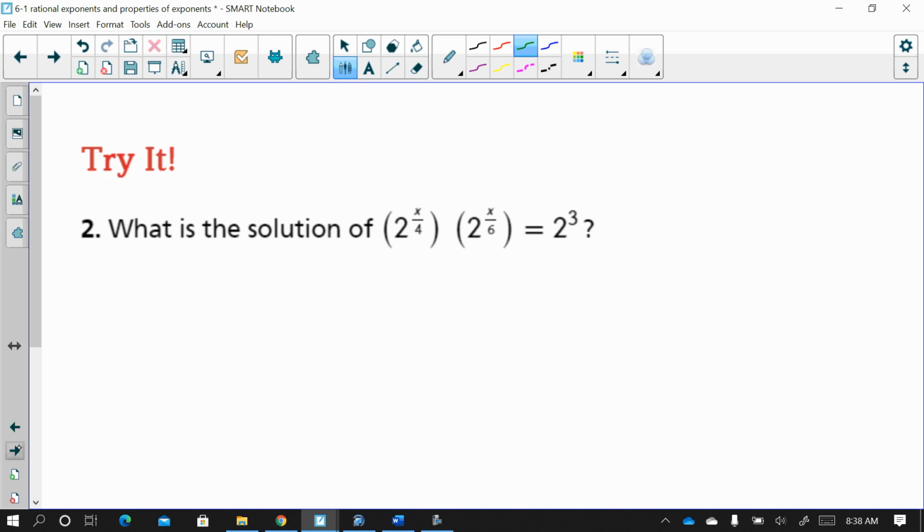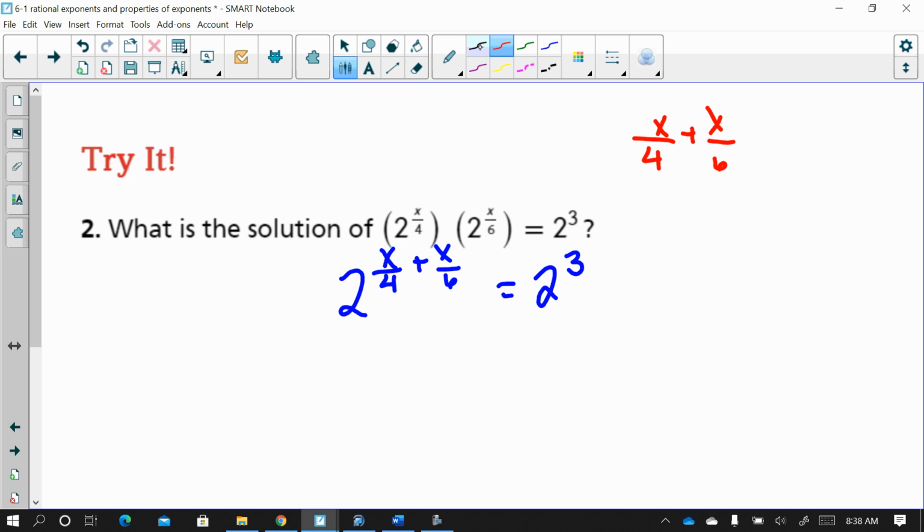Okay, so let's do another one. 2 to the x over 4 times 2 to the x over 6 equals 2 cubed. Okay, well, again, I know I'm multiplying, so I'm going to add those exponents. So you got to think to yourself, okay, how do I add or subtract fractions? Well, I got to have that common denominator. So my common denominator between 4 and 6 is 12.